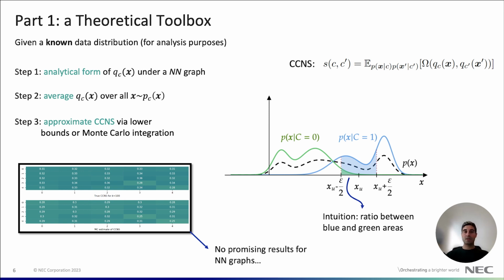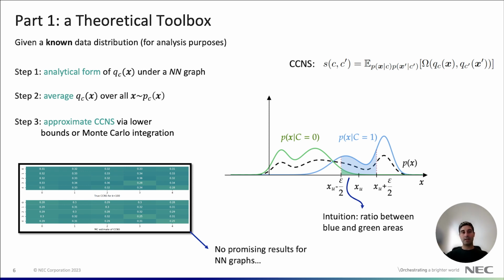And this intuition can then be improved by averaging these quantities over all points of class C. So we get an aggregated estimate of the neighboring class distributions of points of a class C. And we can use this in our last step, to approximate the CCNS for nearest neighbor graphs, either through a lower bound approximation or via Monte Carlo integration.